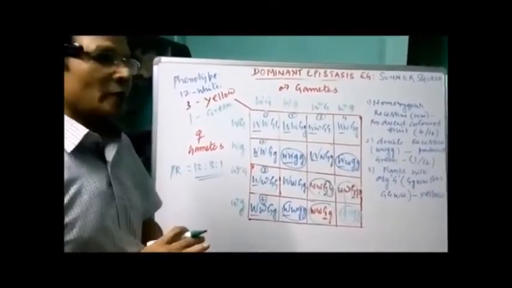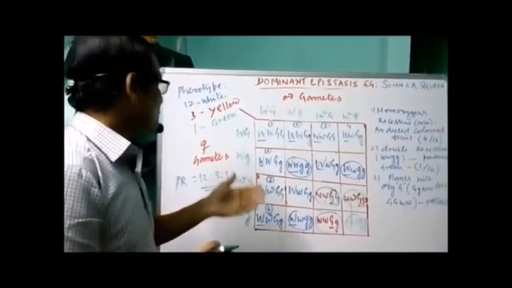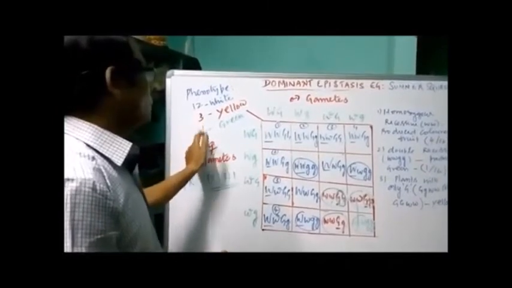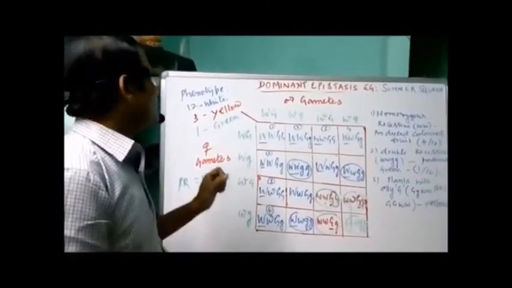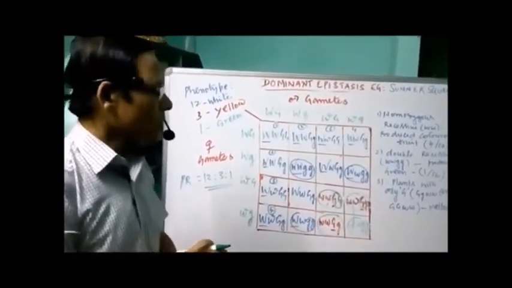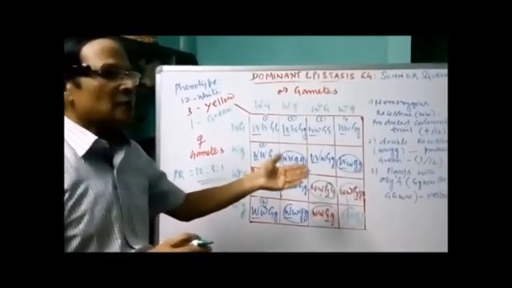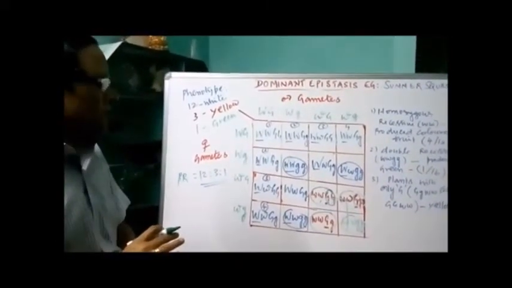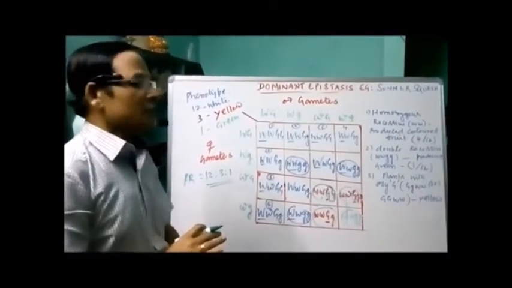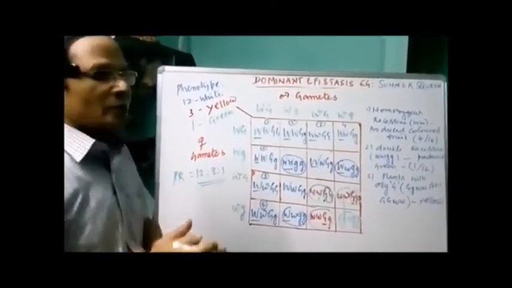So these were the observations made in the case of dominant epistasis in summer squash. Again the phenotypic ratio is modified from 9:3:3:1 into 12 white, 3 yellow and 1 green. That's about dominant epistasis. So here the W gene is a dominant allele. The epistatic gene suppresses both the green and yellow alleles. G is called a hypostatic gene and W is called the epistatic gene. As the dominant gene expresses its character, it is called dominant epistasis.